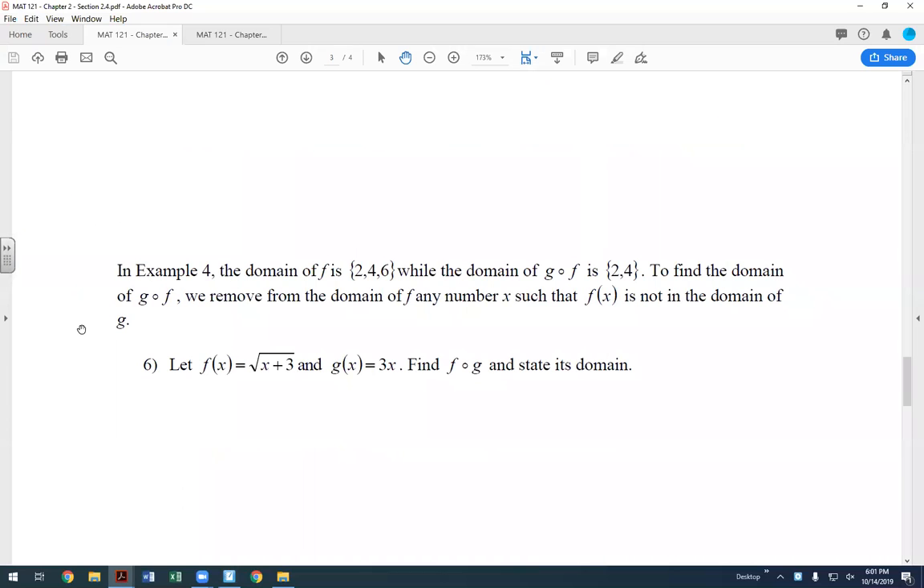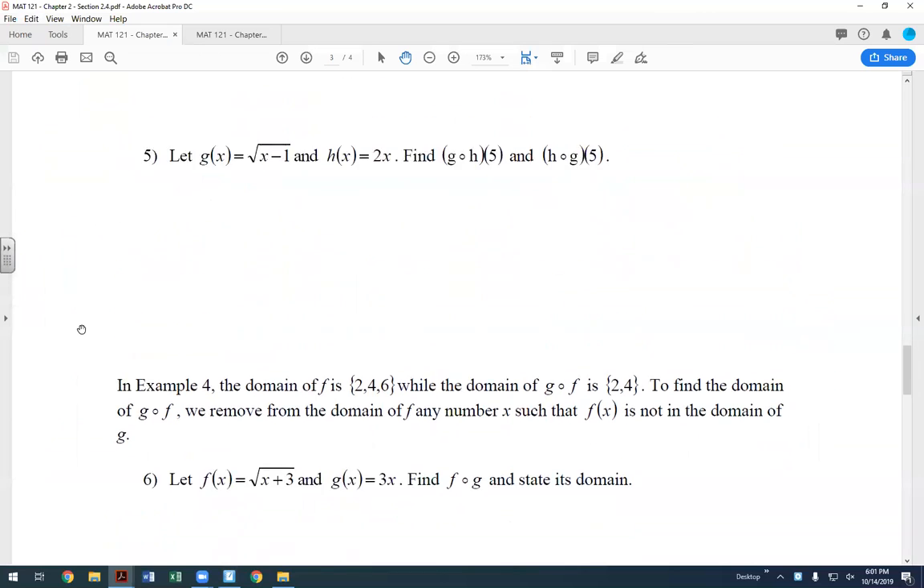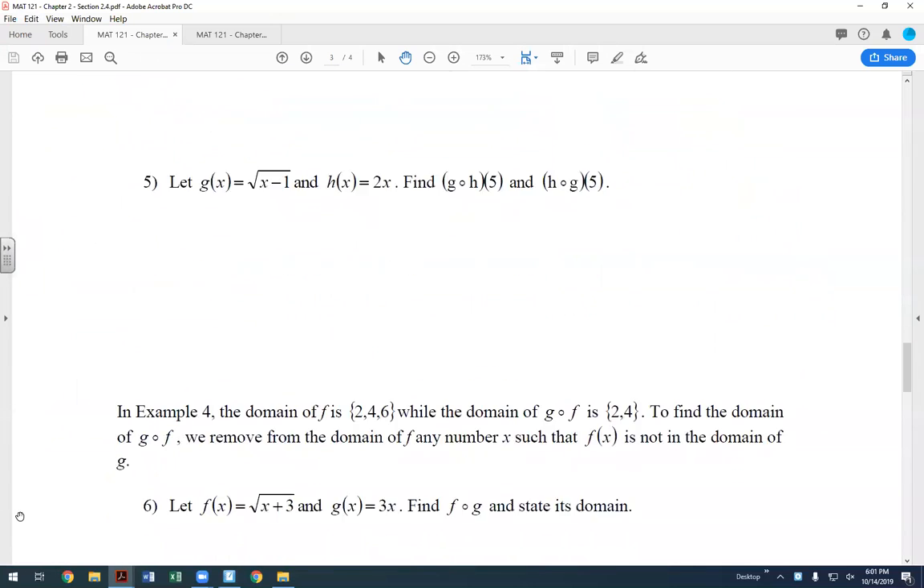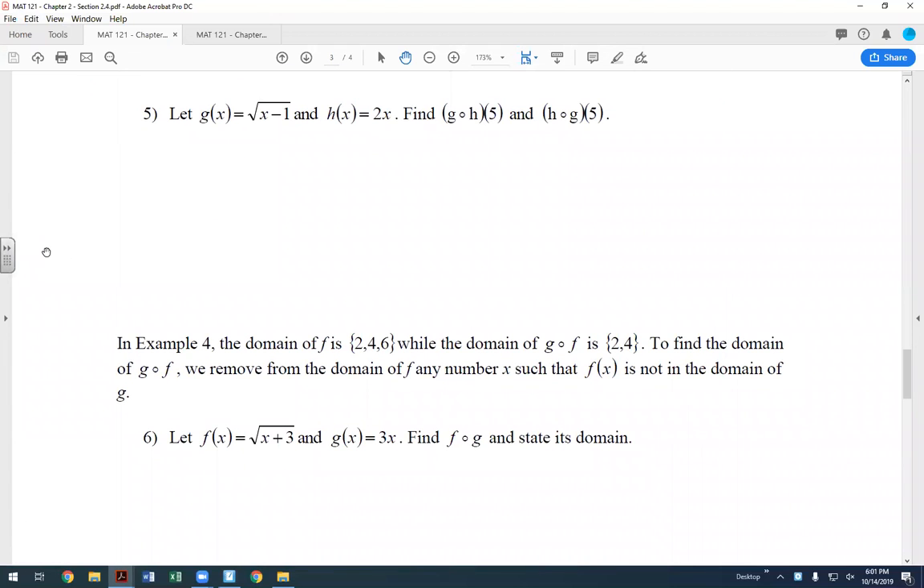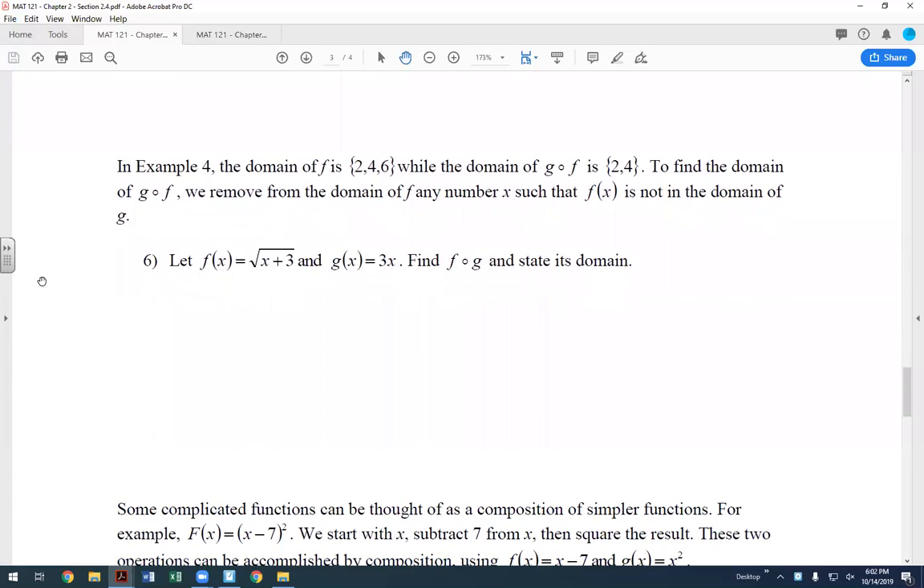Okay, so in example 4, which was the set of ordered pairs, they're telling us the domain of g of f came out to be 2, 4, whereas the domain of the f function was 2, 4, and 6. So they're saying to find the domain of g of f, we remove any number from the domain of f which is not going to end up in the domain of the g function. And that's why we excluded that 6, because the 6 was not giving us a comparable ordered pair. So obviously we always have to remember that kind of thing when we're working with these compositions.